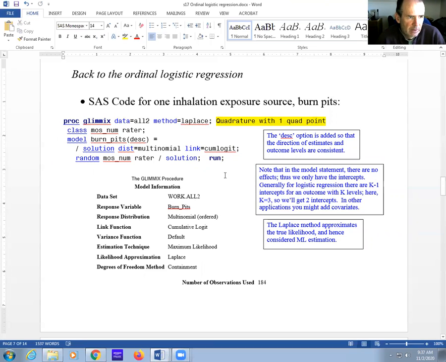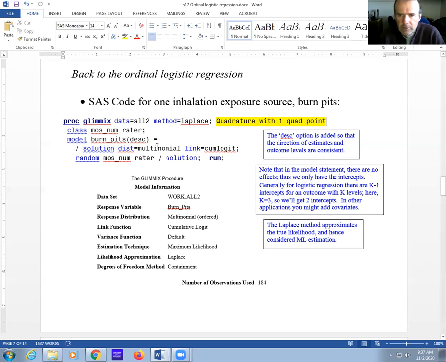So you can say method equals Laplace, or you could even just say method equals quad and then specify one quadrature point. It'd be the same thing. I put the descending in order to flip the inequality in the cumulative logit. I tell it distribution equals multinomial, and the cumulative logit link, I think, would be the default anyway, I believe, if you say a multinomial.